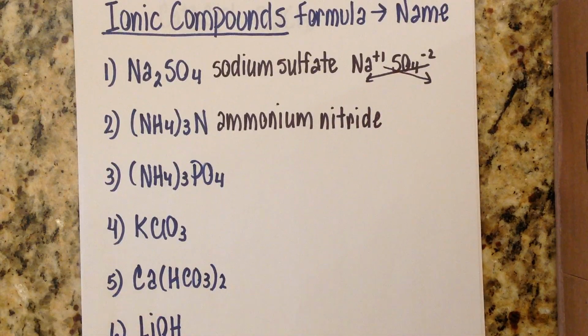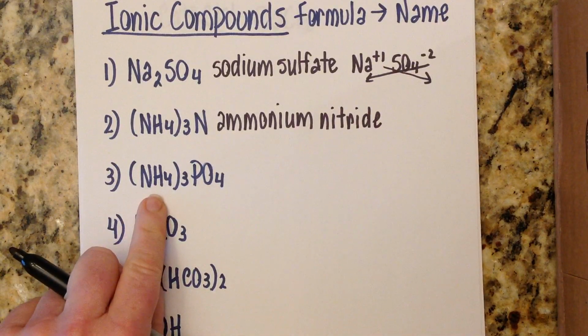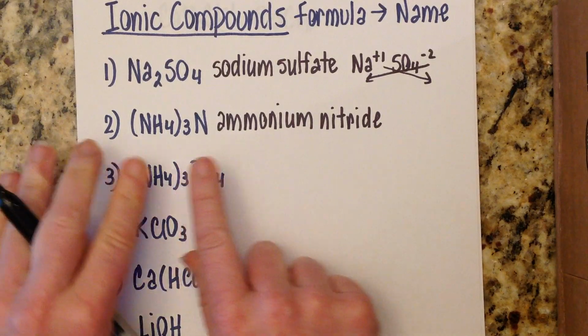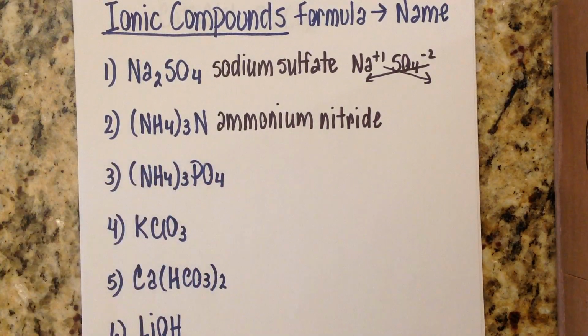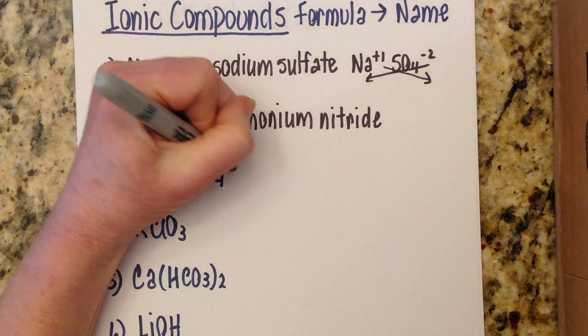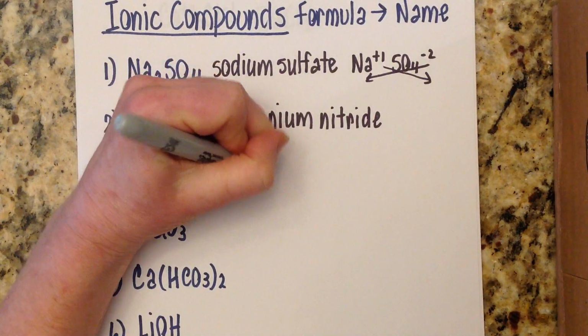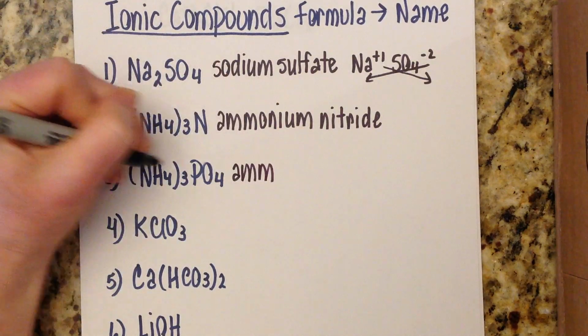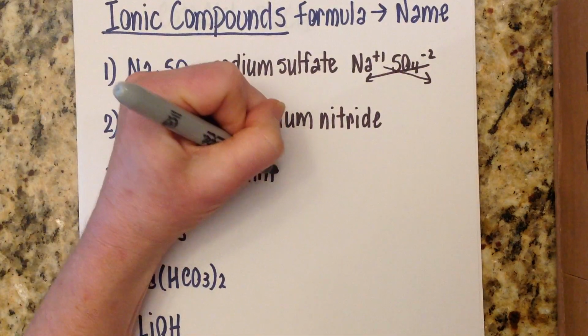All right, next, ammonium. I see ammonium and I see phosphate. That is it. That's 2 polyatomic ions. It's a positive and a negative, so it's fine.